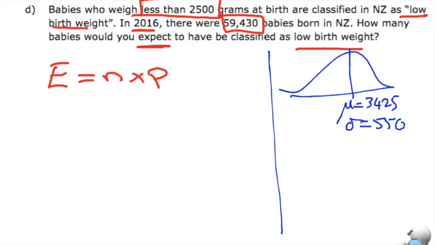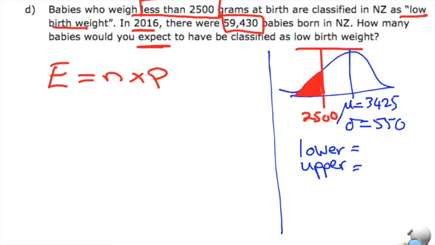So 2,500, that's going to be below my mean somewhere. So let's say it's there, so there's 2,500, and we want babies that weigh less than that, so I'm going to shade in the area below it. Okay, so I need to go to my graphics calculator. I've got my mean and my standard deviation. I just need to find the upper and the lower values to be able to get the probability.